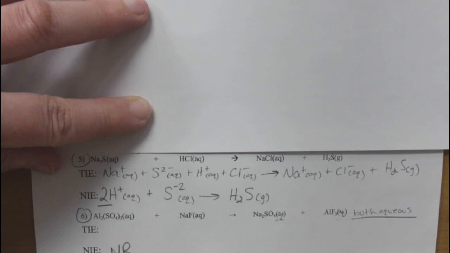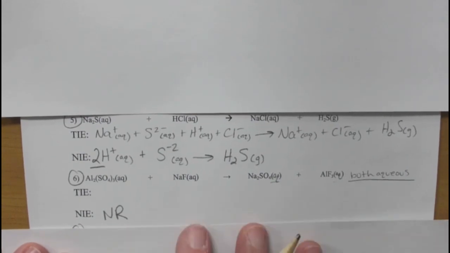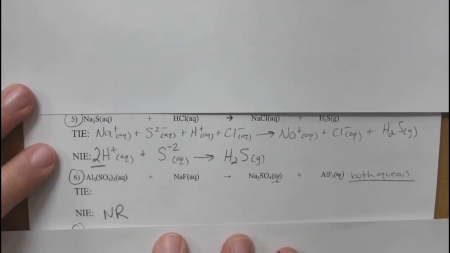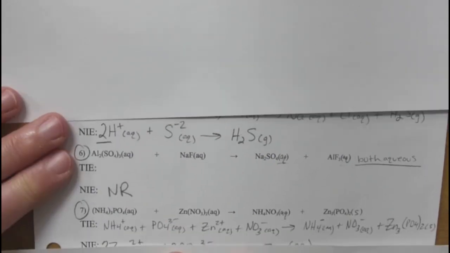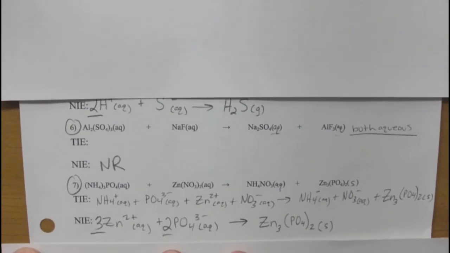Okay, number 6 was no reaction because both of the products are aqueous. So if you had written out all the total ionic ions, then everything would cancel. And you had to do number 7. So again, I'm going to jump down to the final answer. If you need to look over the total ionic equation, you can pause the video.